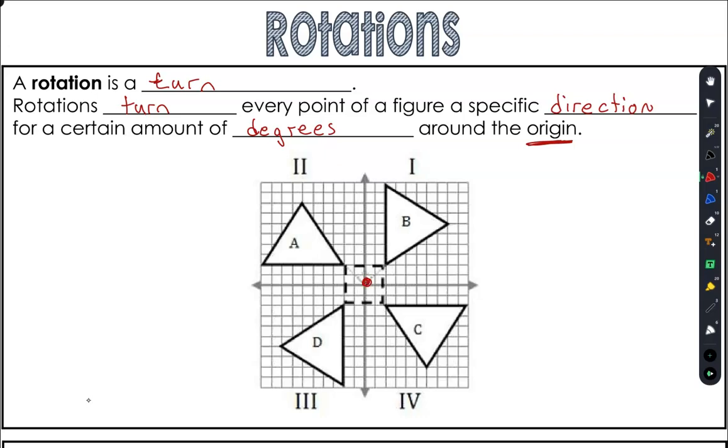And they turn. You've got shape A here. Triangle A is turning to be triangle B. And then you turn again, and it's triangle C here. And you turn again, and it's triangle D. So that is what a rotation is. It turns in a specific direction. This one's going this way to the right, and you can also turn it the other way to the left, going in the opposite direction.